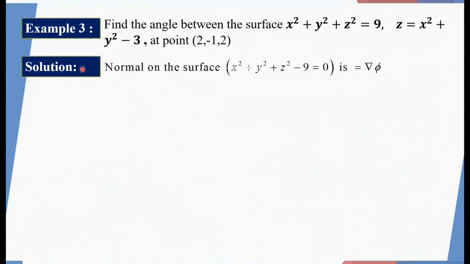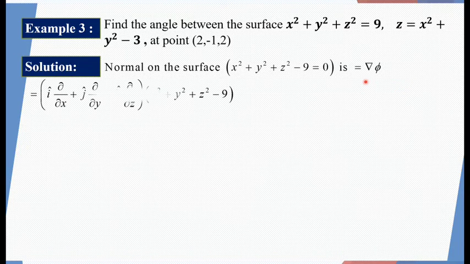So to solve it, first find the normal of the surface. First surface: x square plus y square plus z square, and this 9 when we take it to the left hand side will be minus 9 equals 0, this is phi. So find del phi, where del is i del over del x plus j del over del y plus k del over del z, and phi is x square plus y square plus z square minus 9. So when we differentiate it partially with respect to x, y and z, it will be 2x, 2y and 2z. So this is 2xi plus 2yj plus 2zk.